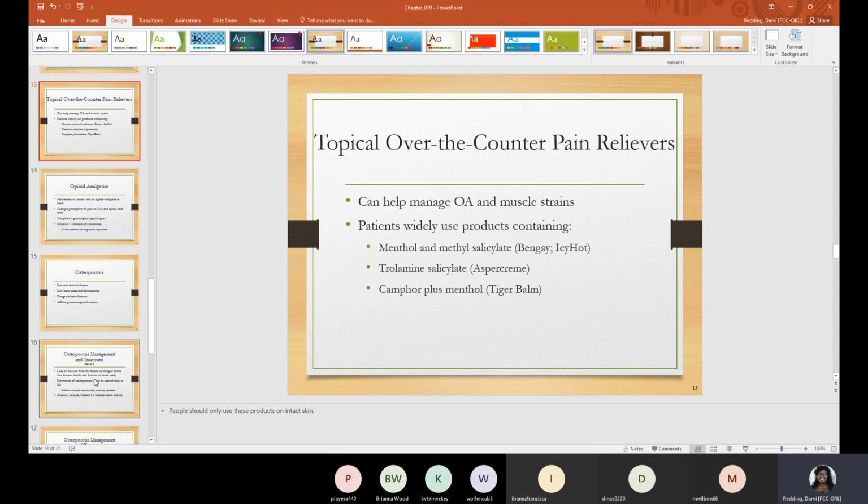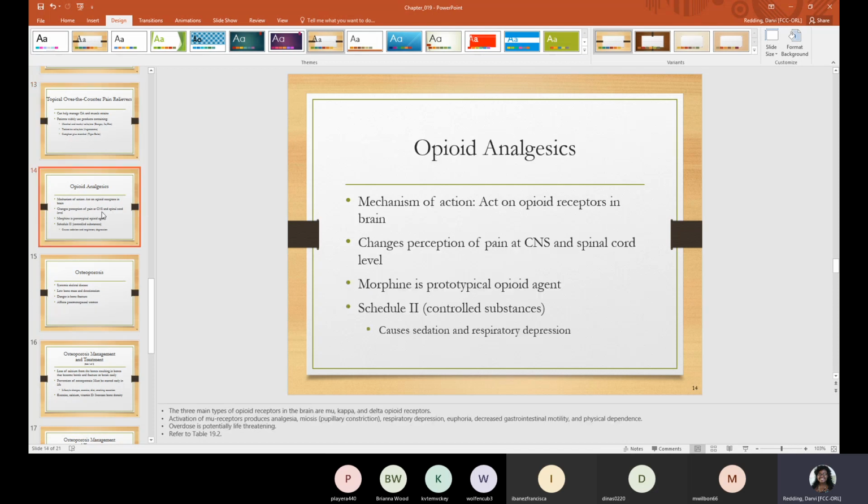So now that I've talked about some of the topical over-the-counter pain relievers, we're next going to talk about opioid analgesics. And with opioid analgesics, you should know these are controlled substances. The majority of them are under Schedule 2 of the controlled substances because they're narcotics. Some of the controlled substances might cause sedation and also respiratory depression.